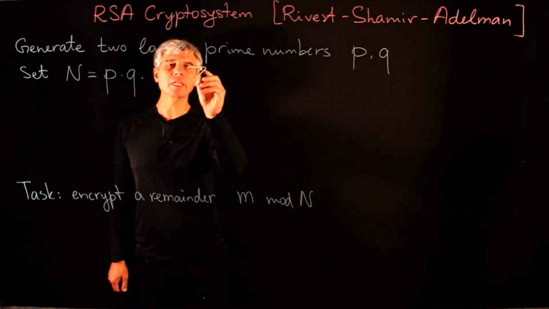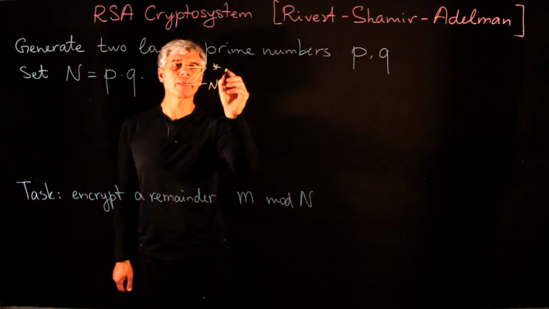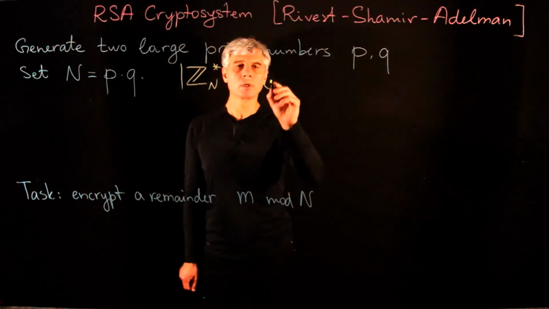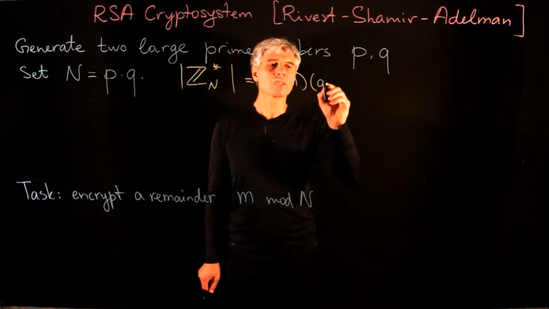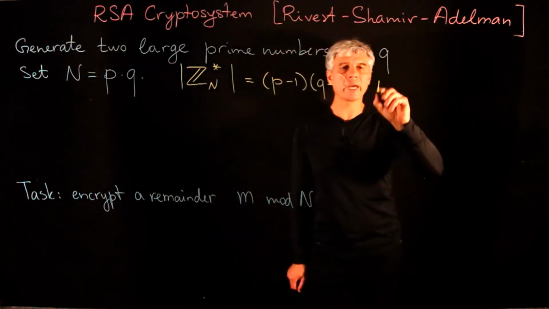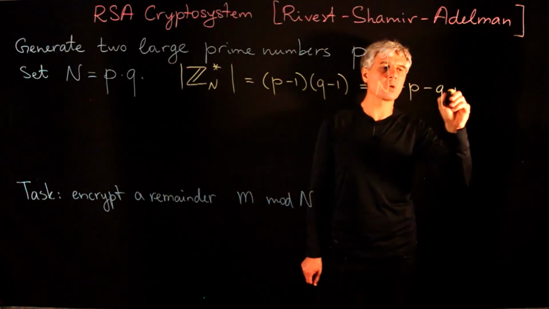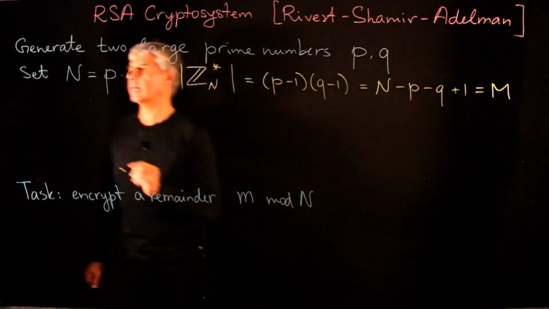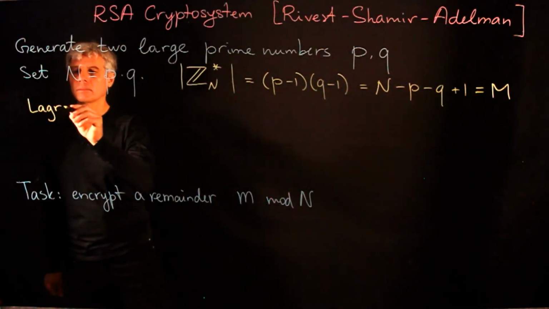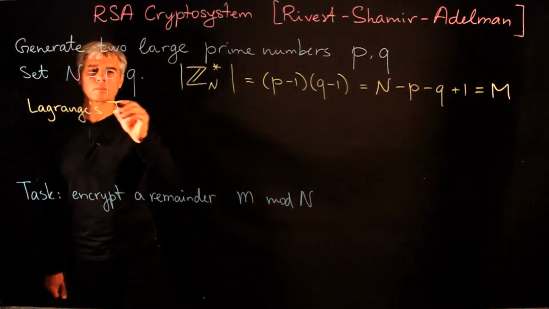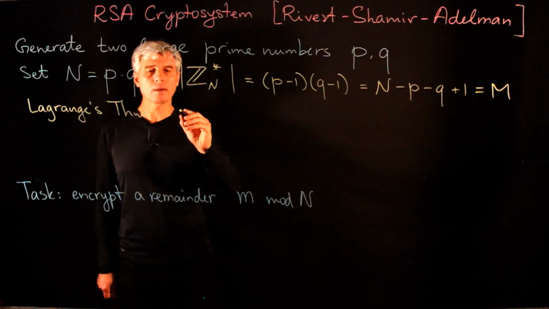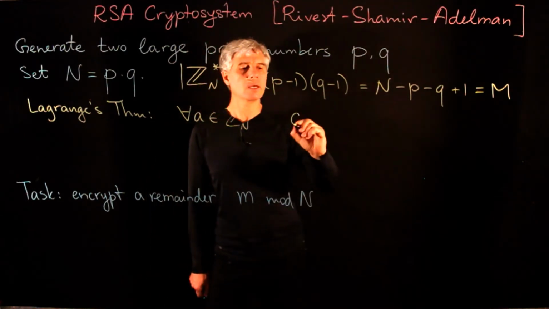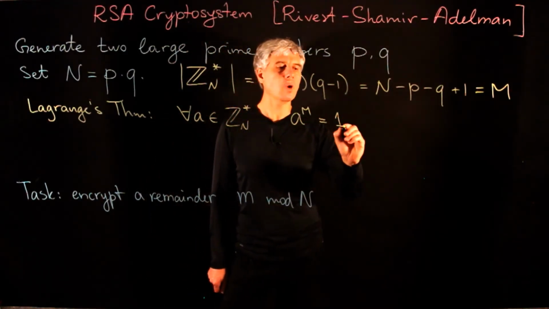Let us look at the multiplicative group of remainders mod n. Right. So the order of this group is equal to p minus 1 times q minus 1, which is equal to n minus p minus q plus 1. Now let's call this integer capital M. Then by Lagrange's theorem, we know that for every a in Zn multiplicative, a to the power M is equal to 1 mod n.